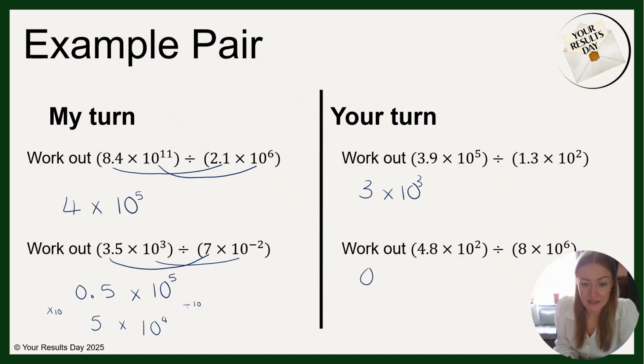4.8 divided by 8 is 0.6. 2 subtract 6 is negative 4, and we need to adjust this again because it's not quite in standard form. So if I times this side by 10 to get 6, I'll have to divide this side by 10, meaning I need to reduce this power by 1, which would be negative 5.